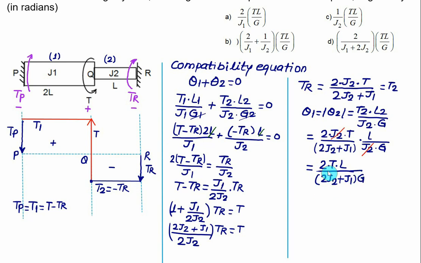Now check this equation. We have 2 times TL. So here we are getting 2 times TL. Here also we have 2 times TL, and the denominator is matched here. It is J1 plus 2 times J2, multiplied by G. So our choice D is the correct choice.